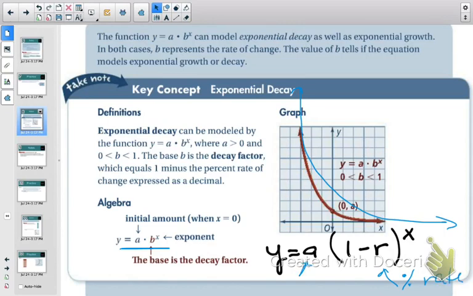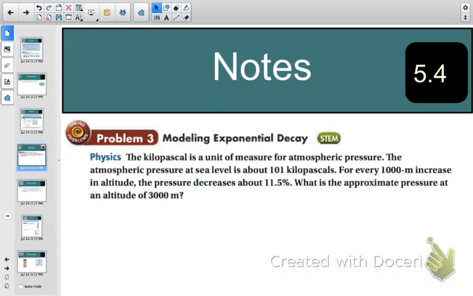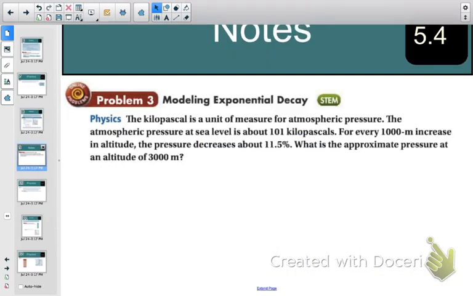And a is your initial value. Okay, so that's going to be your exponential decay formula. So please have that in your notes as well. And let's look at this here.